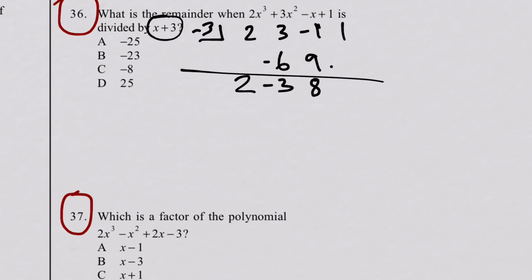-3 times 8 is -24. And 1 and -24 is -23. There's your answer, B. Done. See how simple those are with synthetic division?